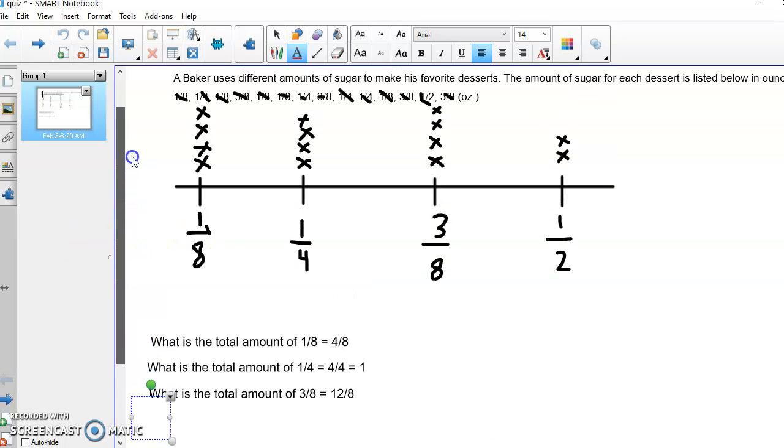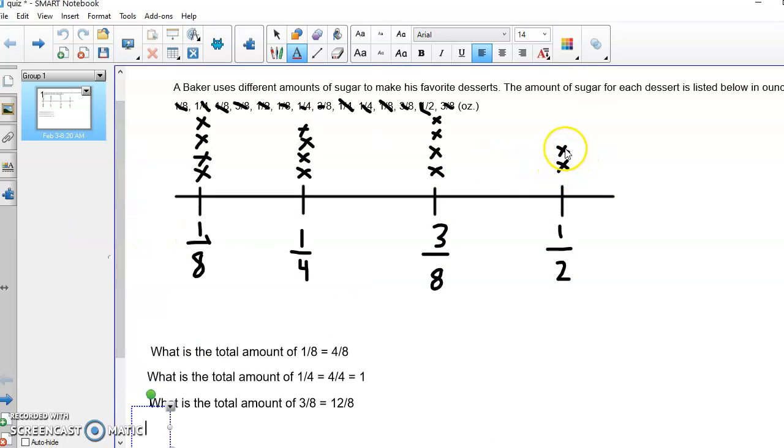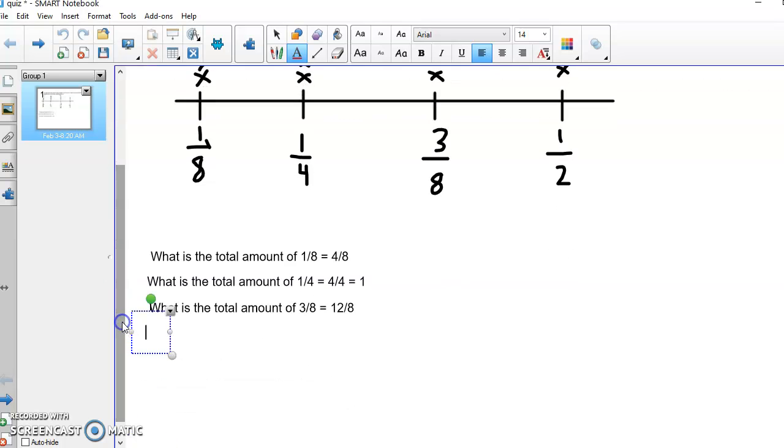And lastly, we have our halves. There are just 2 of them, so 1/2 plus 1/2 is 2/2. 2/2, of course, is equal to 1.